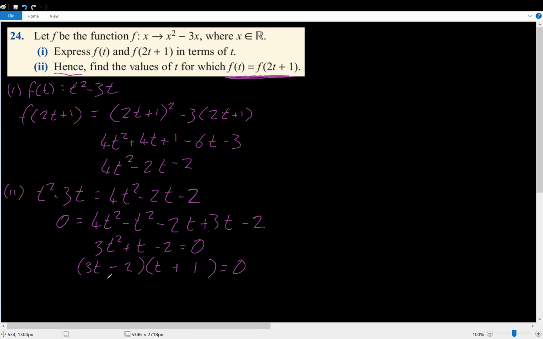And then all we've got to do is take each of these brackets and set them separately equal to 0. So we've got 3t minus 2 is equal to 0, and t plus 1 equals 0, which means t equals minus 1. And over here, t is equal to 2/3. That should be minus 1 over here, sorry. And that is that.